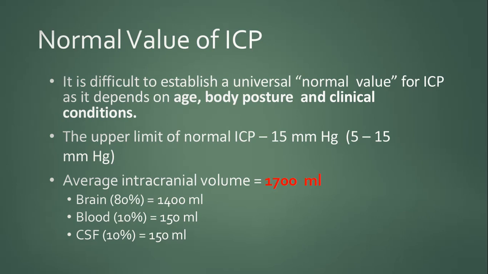Intracranial volume is made up of three components: brain, blood, and CSF, and the total intracranial volume is 1700 ml. Blood and CSF contribute 10% each, and the major component is brain, which contributes 80% of the volume of the intracranial cavity, that is 1400 ml.